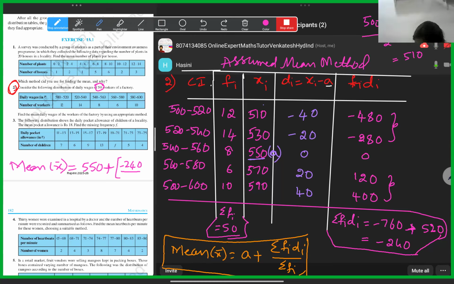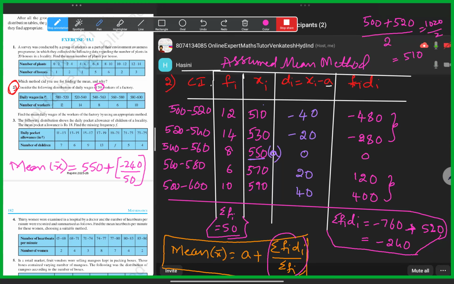By 50. So one thing you should observe, students will make one common mistake. This division is only for sigma fi di. A is separately added. We should not write an overall division. That is the problem. If you do LCM, then it will happen like that.